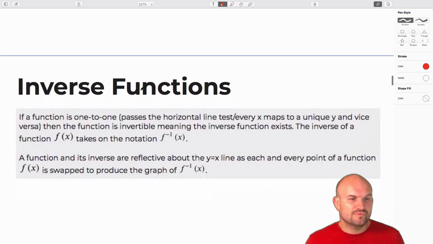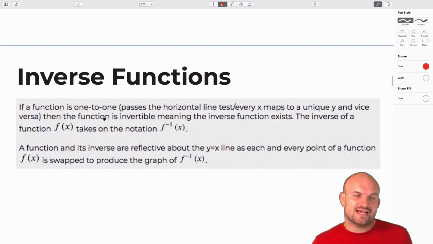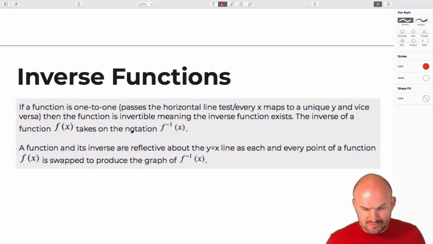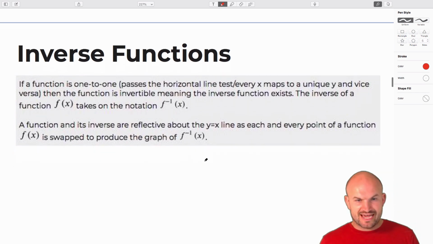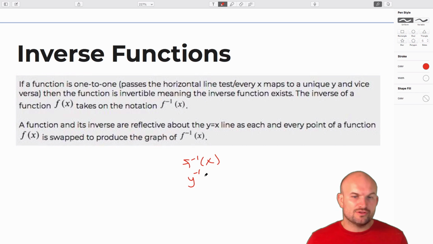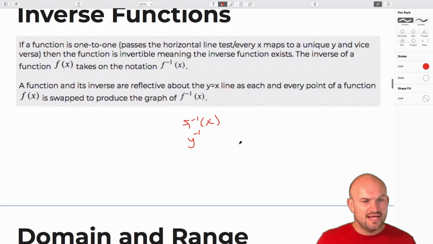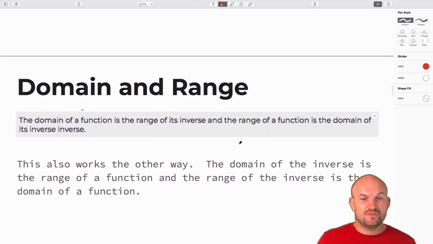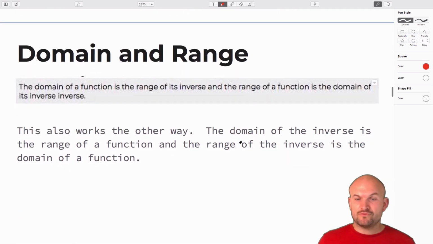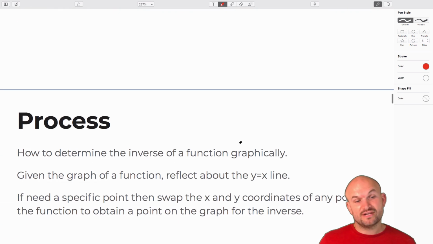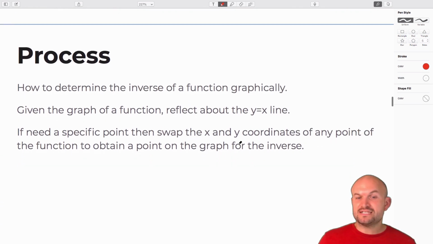Okay, so now I'm going through some formal notes, making sure we understand that the reason that V-shaped graph didn't work is because it's not one-to-one. It doesn't pass the horizontal line test. We also talked about notation, like f inverse of x, and for equations, y inverse. The function and its inverse are reflected about the y equals x line, and all those points are swapped. The domain and range are swapped from one another, and we can easily find one if given the other, and the process to find one.